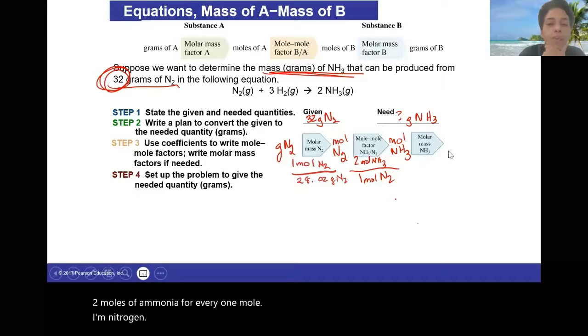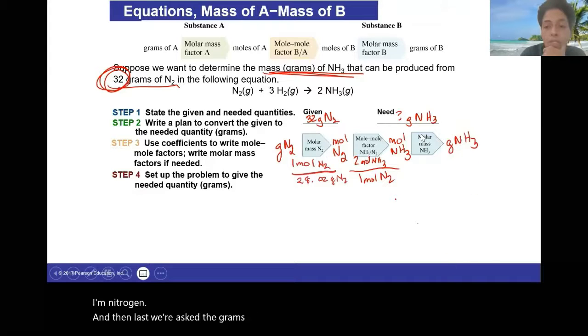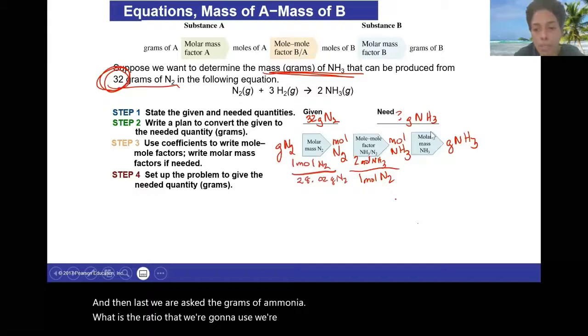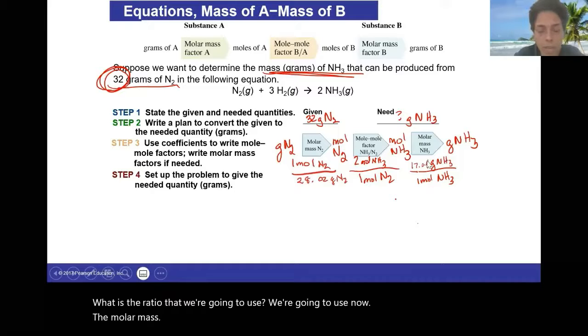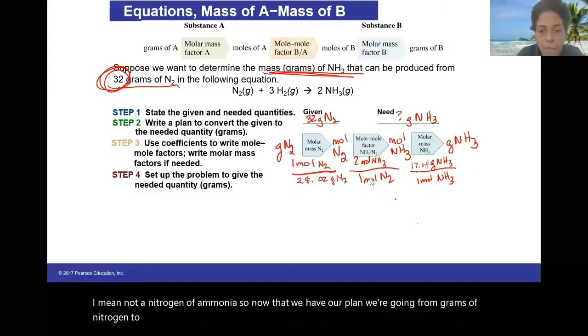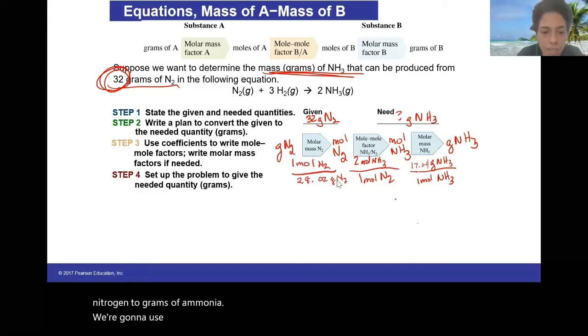And then last, we are asked the grams of ammonia. So what is the ratio that we're going to use? We're going to use now the molar mass, not of nitrogen, of ammonia. So now that we have our plan, we're going from grams of nitrogen to grams of ammonia. We're going to use these 3 conversion factors to solve our problem.